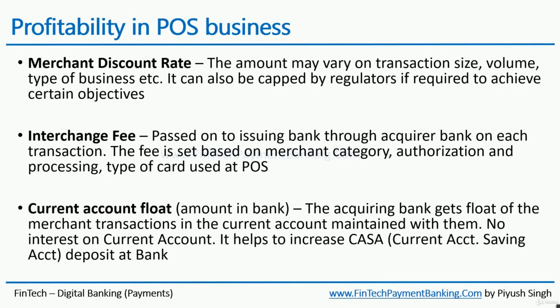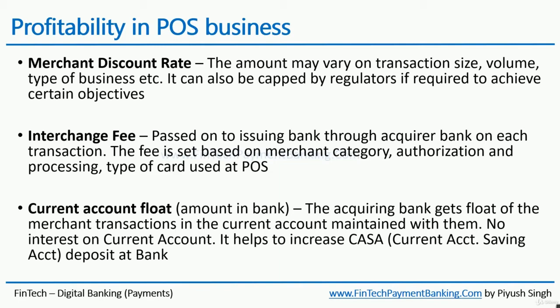Now let's look at the profitability in the POS business. Number one is the merchant discount rate. I'm sure you remember what a merchant discount rate is. On every transaction, the merchant has to pay a fee to accept the digital payment, which is called the merchant discount rate. On the merchant discount rate, the acquiring bank and the acquiring entity earn some amount of profit.